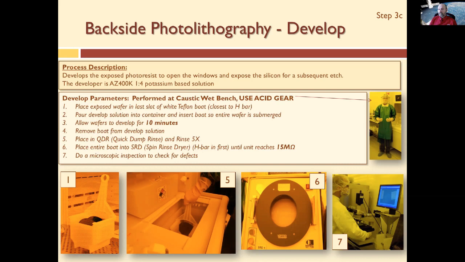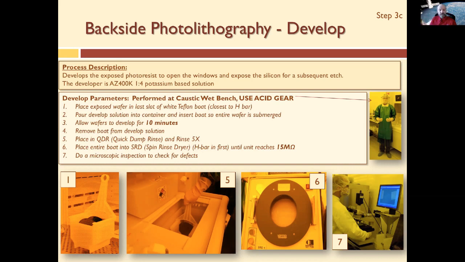We place the wafer in the Teflon boat, and then we pour developer solution into a container and insert the boat so the entire wafer is submerged. So that's a batch process. That's one way to do it. We can also do it in Petri dishes, individual wafers at a time. So it depends where you work and what you're doing, how you develop it. Once it's developed, and this develop takes a long time because the resist is thick.